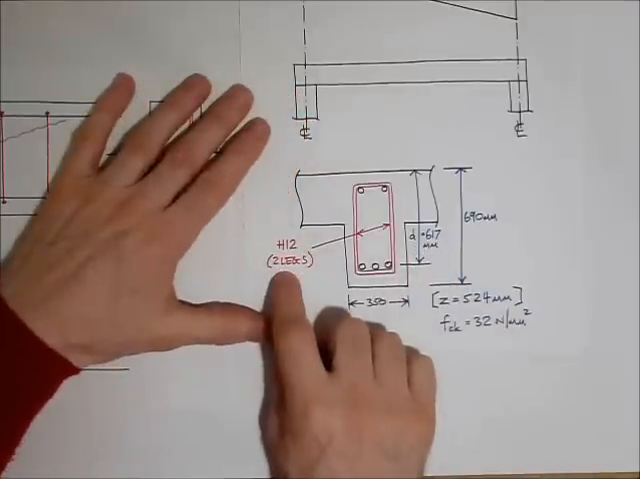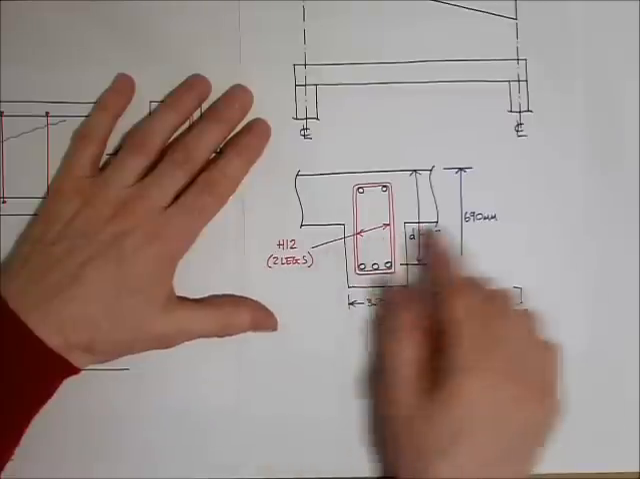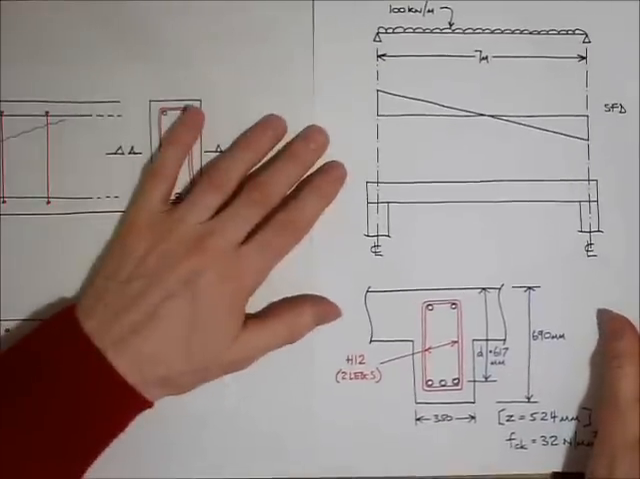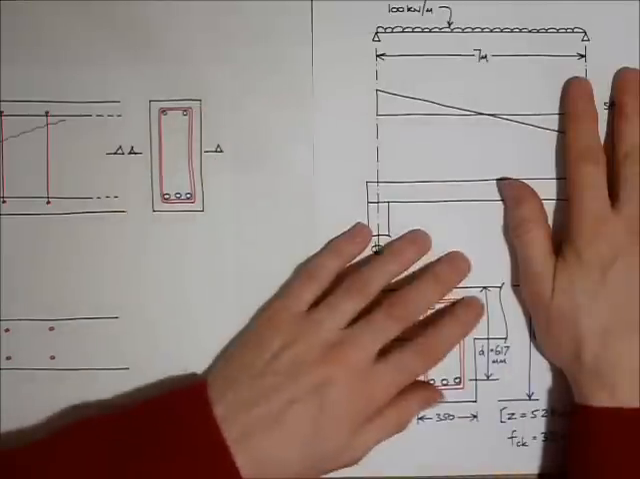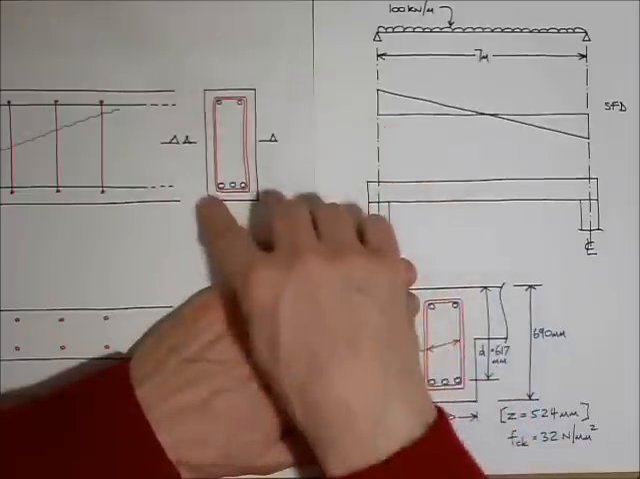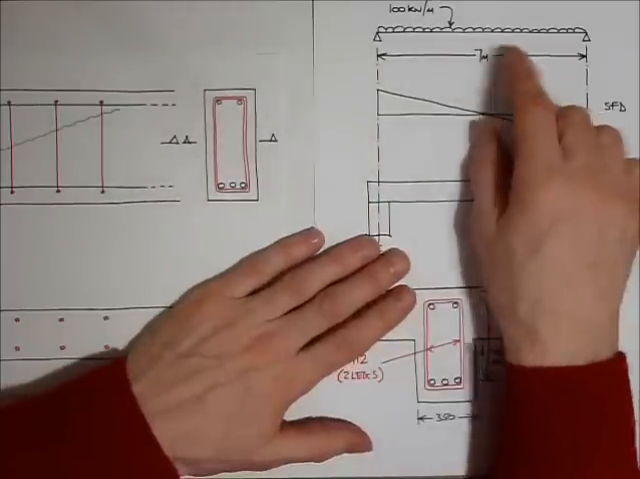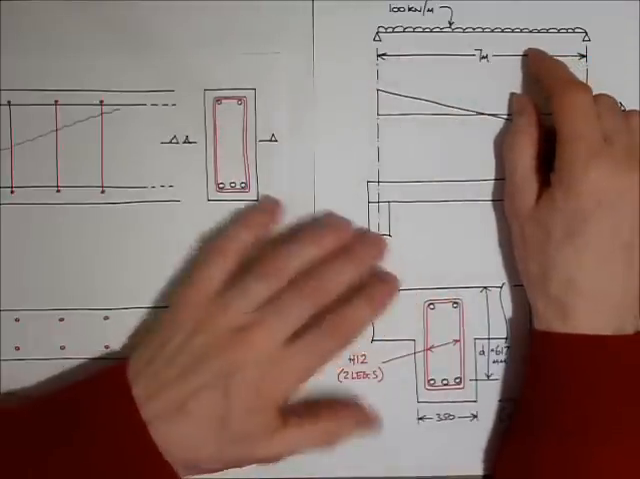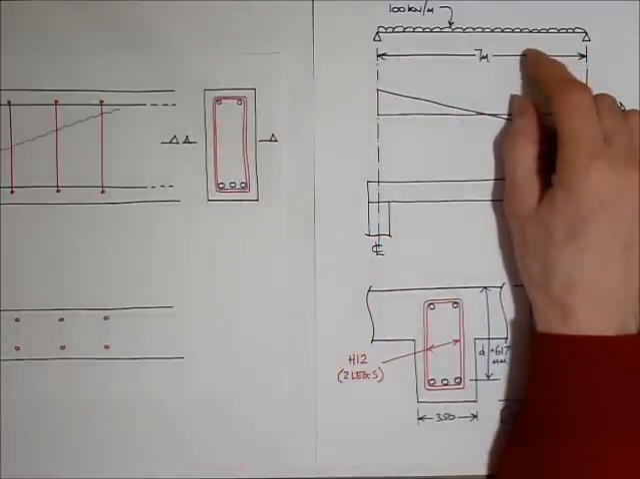I'm still going to stick with H12 legs in pairs, so two legs of H12, that's the reinforcement that I'm aiming to provide in the beam. Although it's a T-section, for the purpose of the design I'm treating it as a rectangular section. Right.